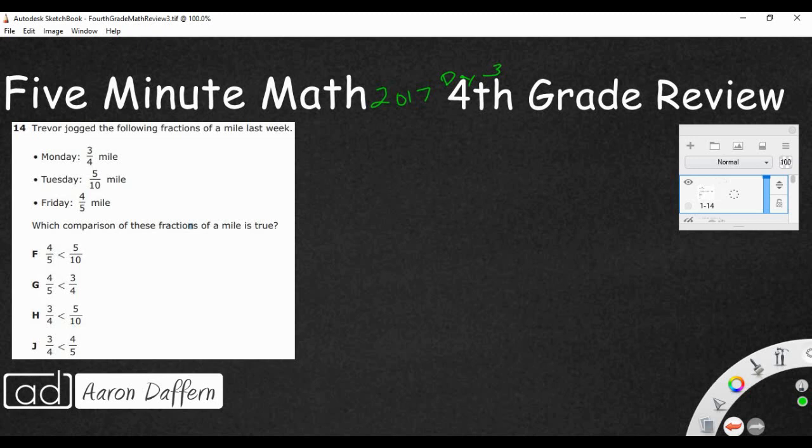Trevor jogged the following fractions of a mile last week: 3/4 of a mile, 5/10 of a mile, 4/5 of a mile. And then which comparison of these fractions is true? So 3 of these comparisons are incorrect. 1 is correct. And comparing fractions for the first time in 4th grade is done without pictures sometimes. You still might have a picture or two, but you have to be able to compare fractions without any pictorial representation. So what are we doing with these 3 fractions?